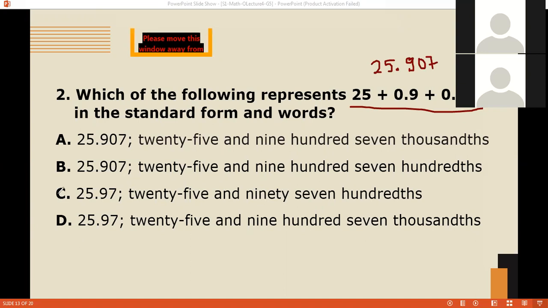So it's not C, it's not D. So it's either A or B. Can you tell the number in word form? 25 and 907. 907 what? Thousandths. So it's which part? A. It's part A. Okay, let us continue.